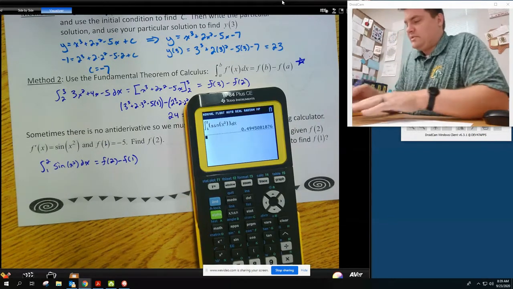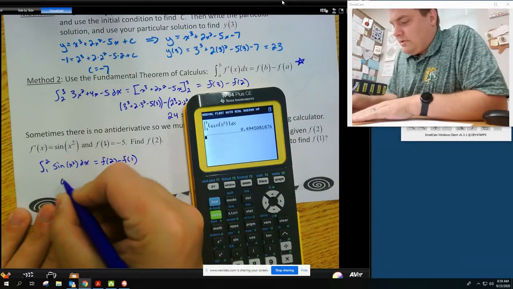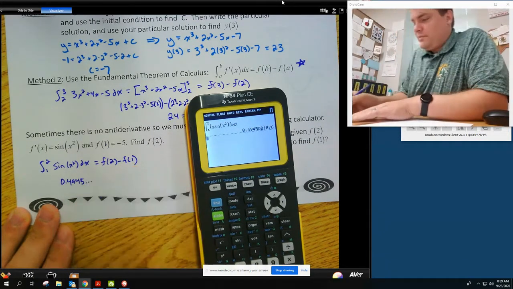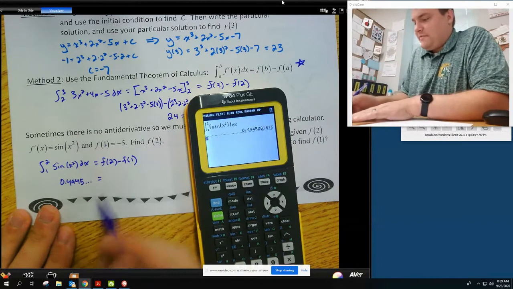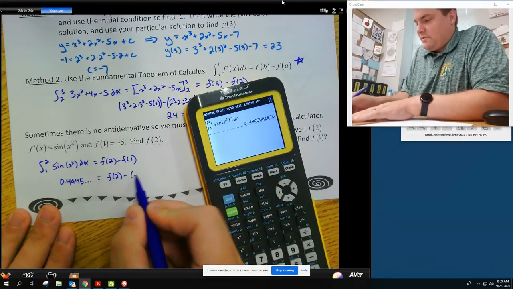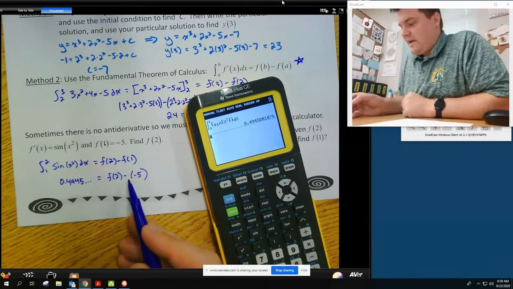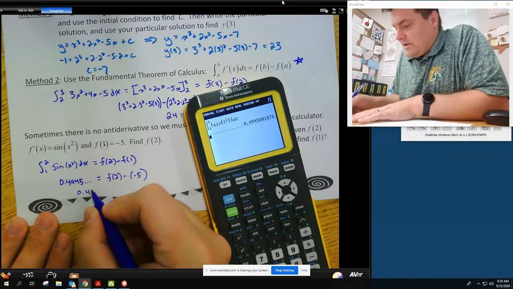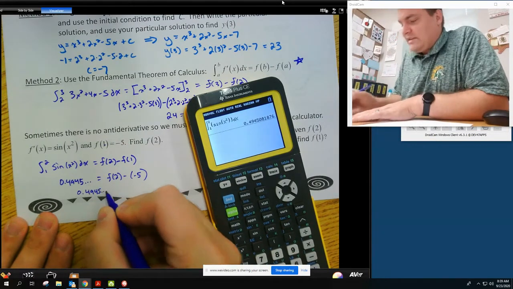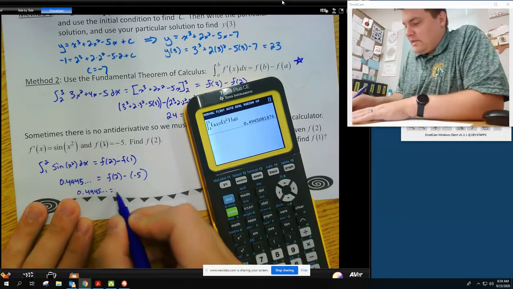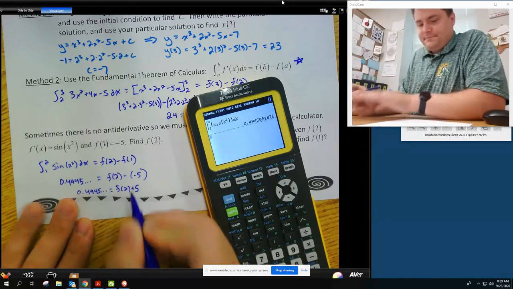So we hit enter. This is going to give me 0.4945, and there's a lot more numbers, and that's going to equal my f of 2 minus f of 1. I do not know f of 2, but I do know f of 1 is -5. So to find this now, I'm going to get 0.4945... If you notice, I hit the ellipsis, which just means that there's more numbers. I don't feel like writing them down. That's going to be f of 2 plus 5.